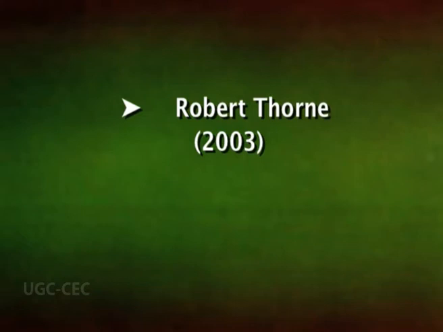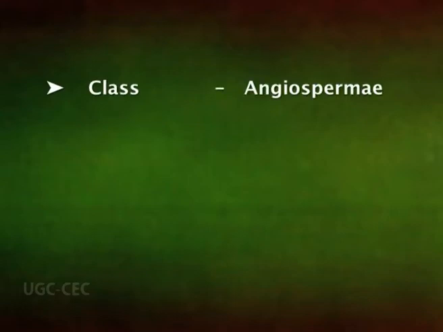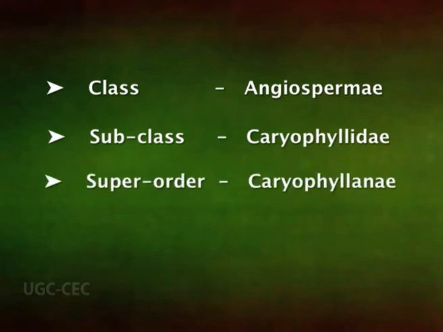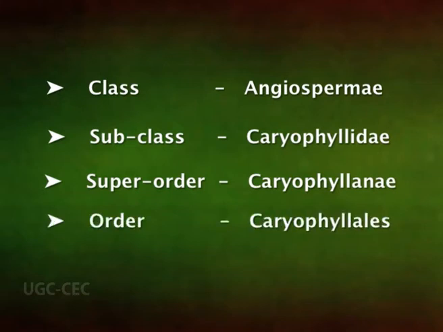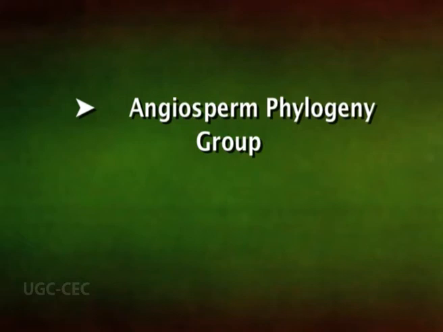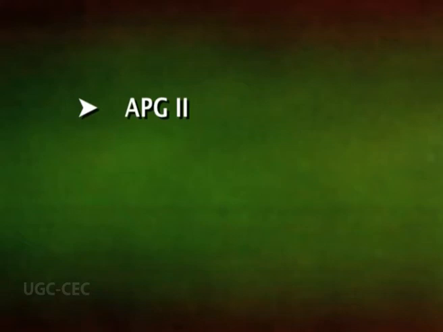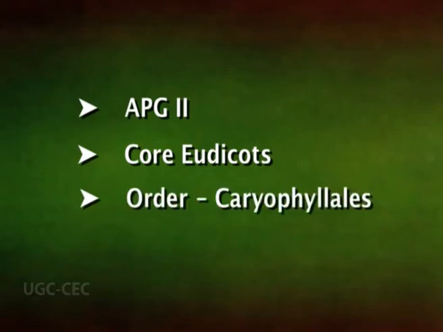Robert Thorne, an American taxonomist, placed the family in the class Angiospermae, subclass Caryophyllidae, superorder Caryophyllanae and order Caryophyllales. Angiosperm Phylogeny Group, a large collaborative group of taxonomists led by Peter Stevens, placed the family in APG II, of core eudicots and order Caryophyllales.